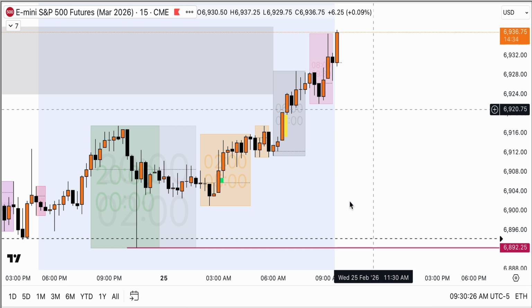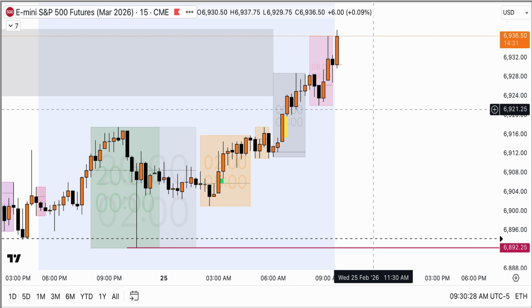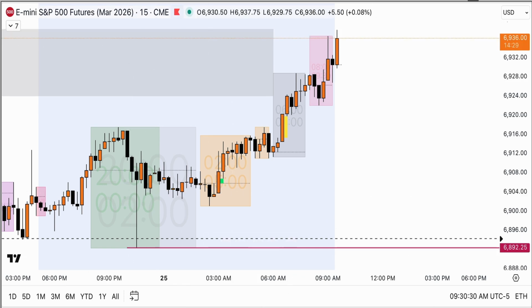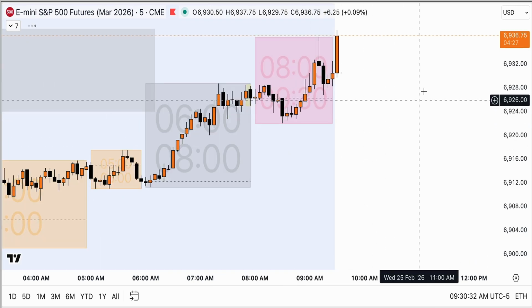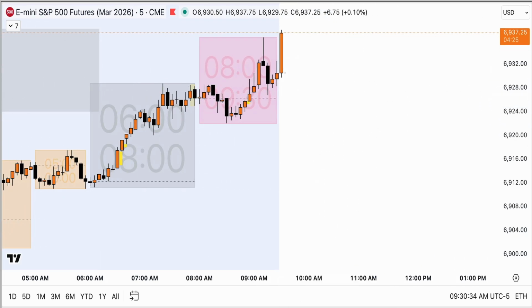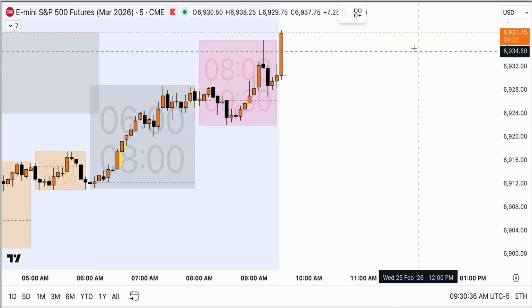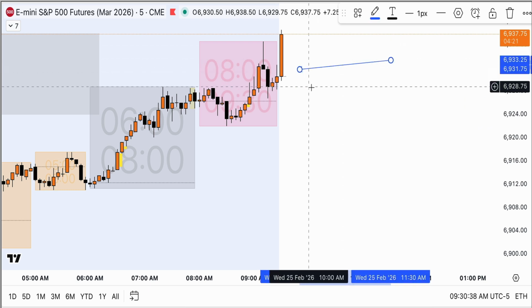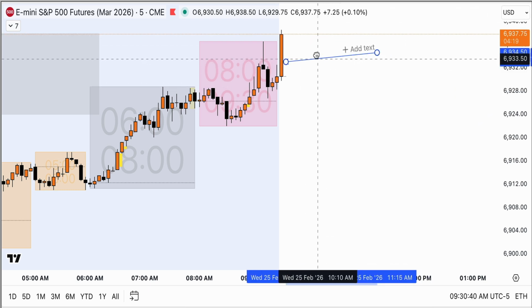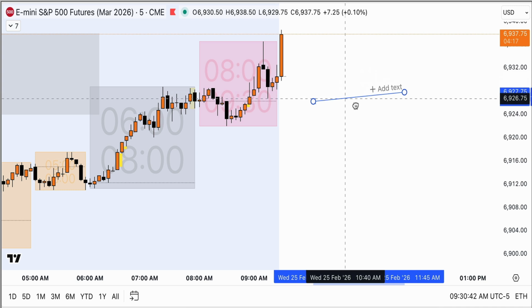Right now you can see I'm on ES. I'm on the 50 minutes, so I'm just going to swap it to the 5 minutes. Okay, and as you can see, we have just opened right here. So we've just opened at 9:30.